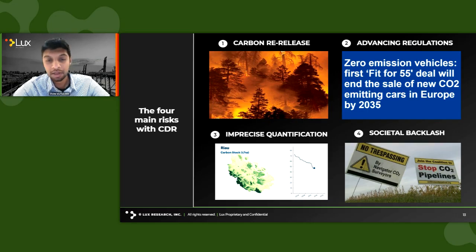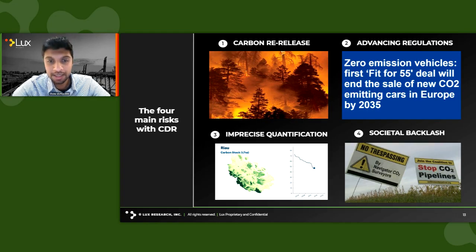rotting. Right? The second is advancing regulations, or rather uncertainty in regulations. Right? So will regulations actually allow you to even undertake a CDR activity? An example here is if a country decides that ocean-based CDR and ocean-based projects are off limits for environmental concerns, this basically puts a stopper on any new project development.